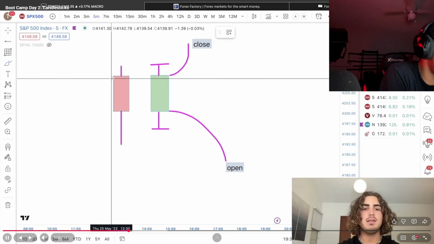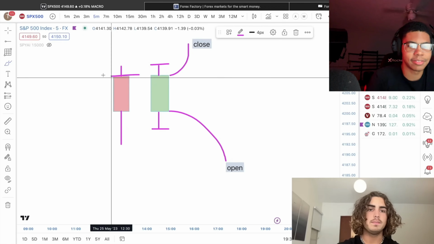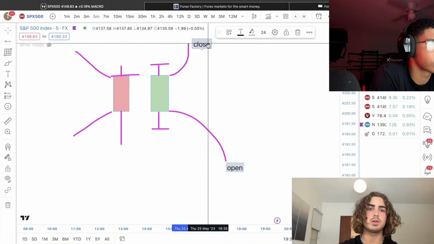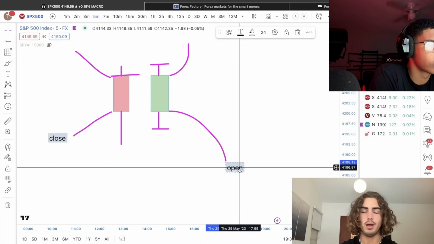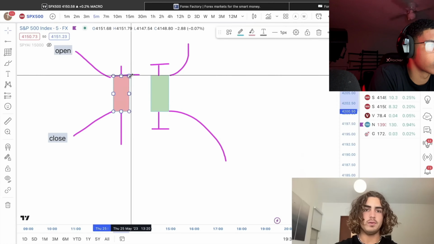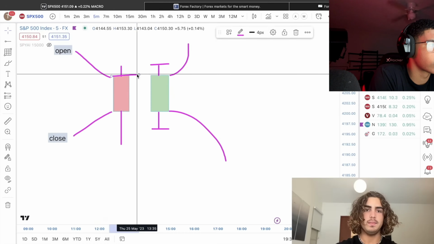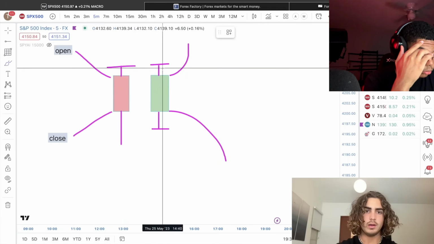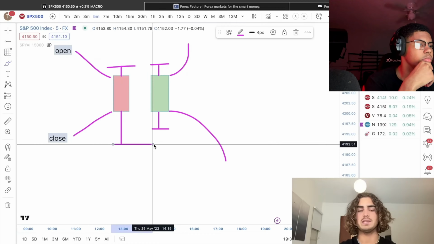Okay, the open is up here and the close is down here. The close on a bearish candle is lower, obviously, and the open on a bearish candle is higher. And right up here is the highest point that price was able to go to, and down here was the lowest point that price was able to go to.